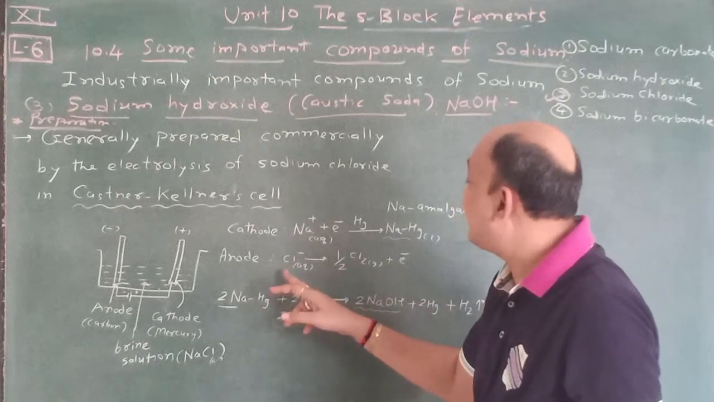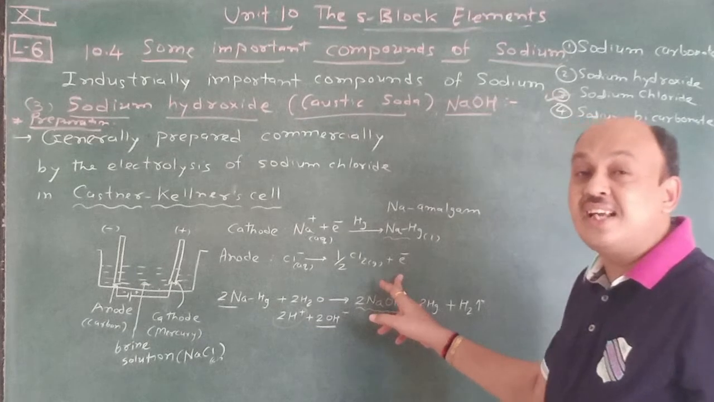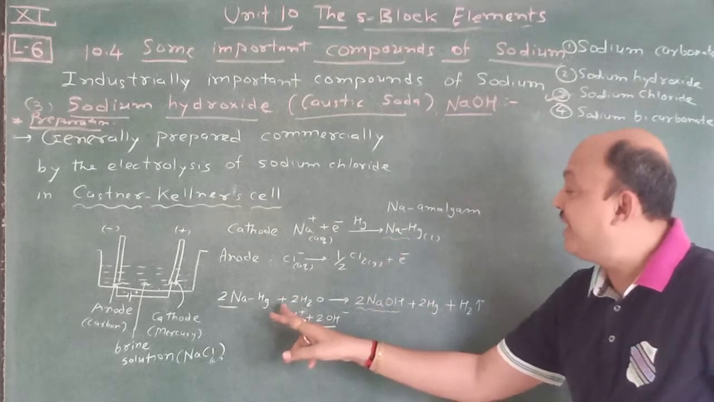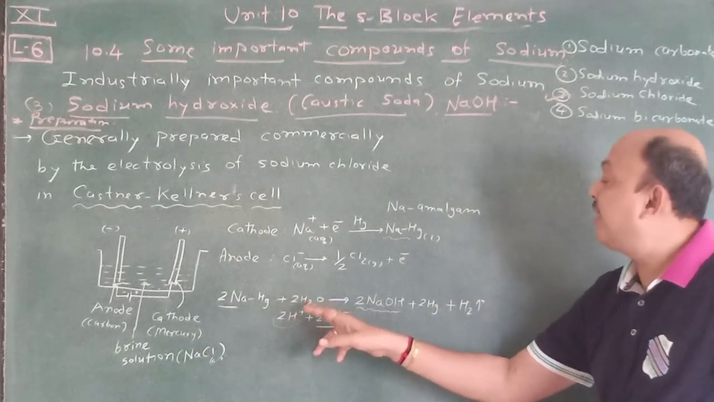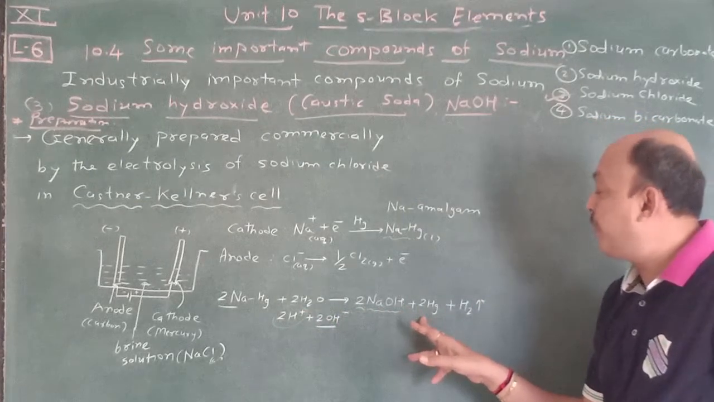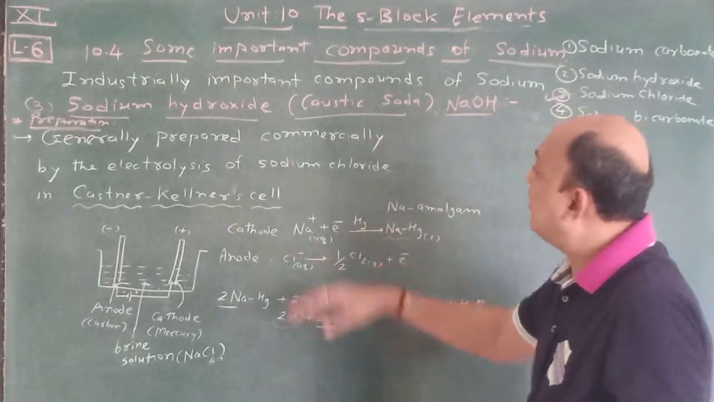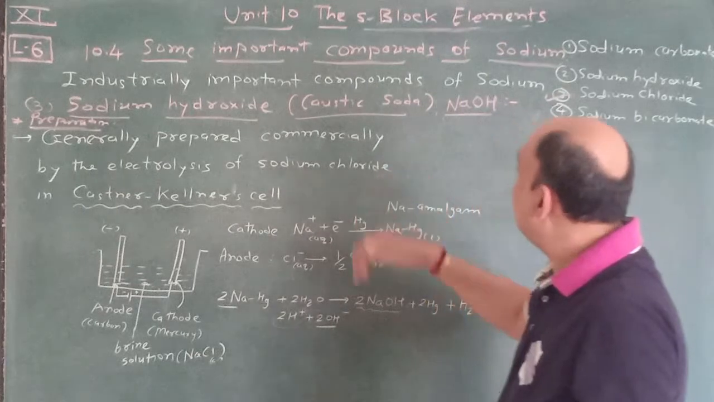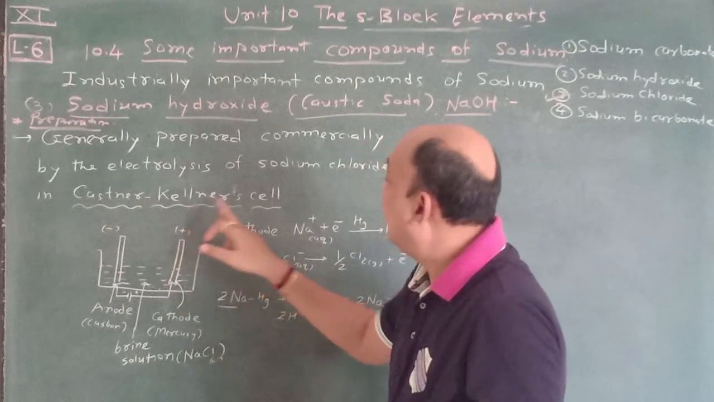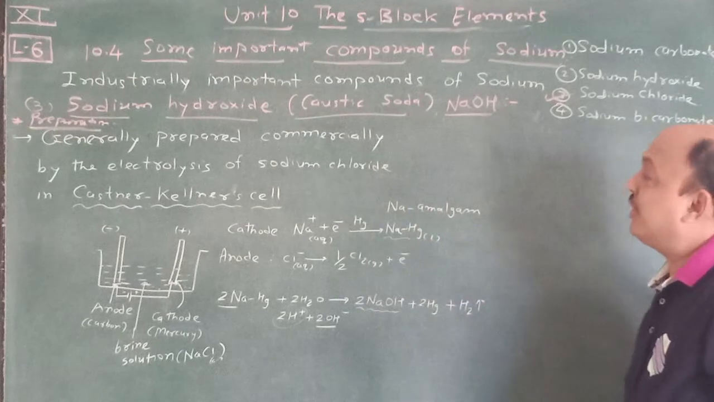In the oxidation reaction, Cl minus is there, which means loss of electron, so it is considered an oxidation reaction. On the cathode, sodium amalgam, when treated with 2 moles of water, gives 2 moles of sodium hydroxide, 2 moles of mercury, and dihydrogen gas evolves. So this is one preparation of caustic soda, by the Castner-Kellner cell. Write this down.